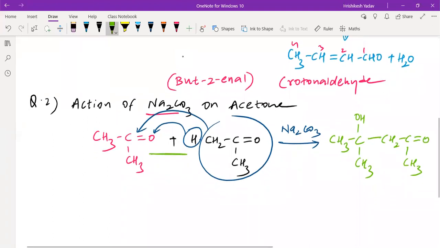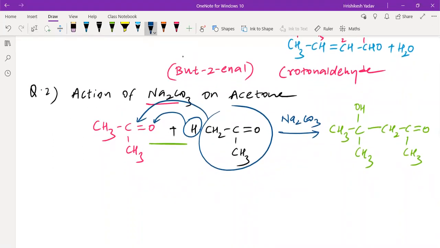But now the name of this compound is not aldol. This is known as ketol. The reason is because we have obtained this by adding two ketone molecules.